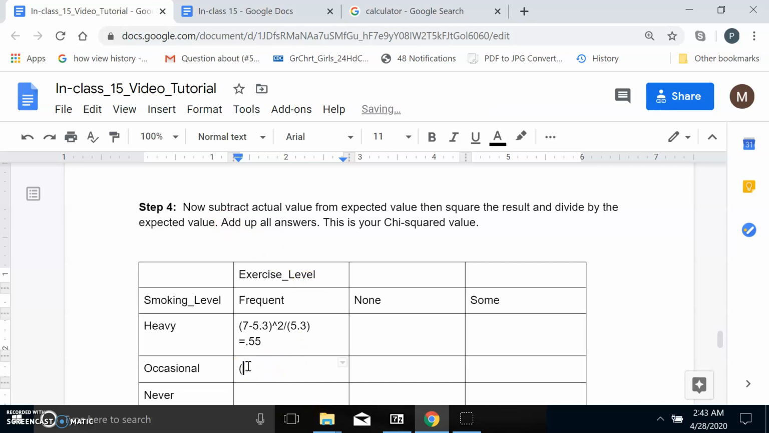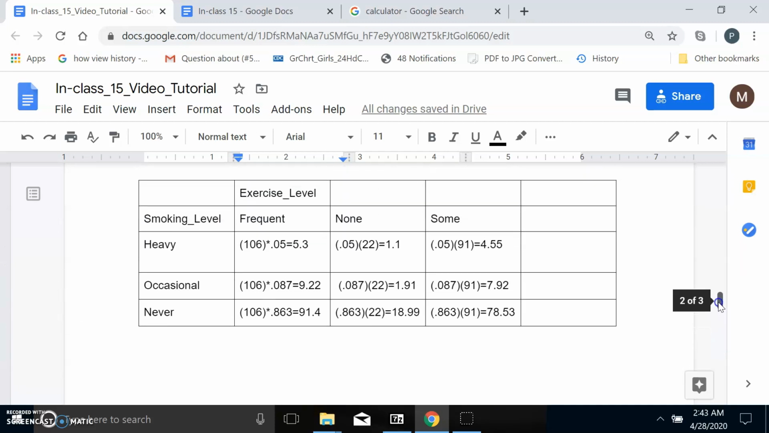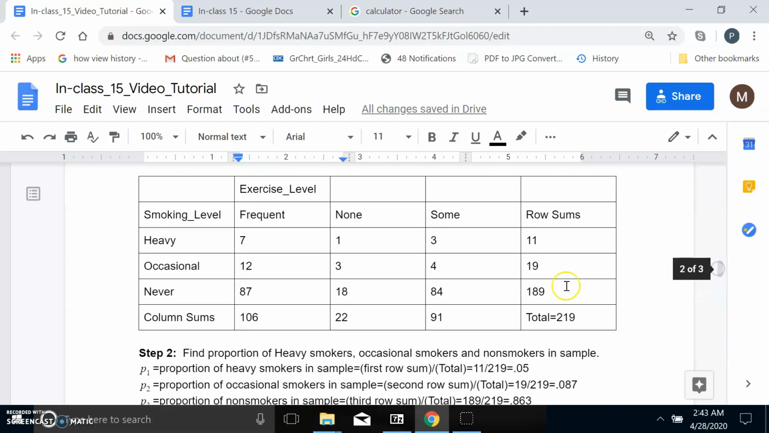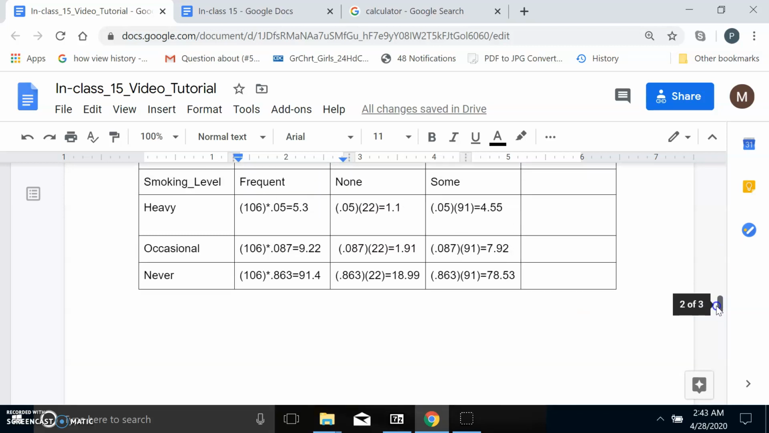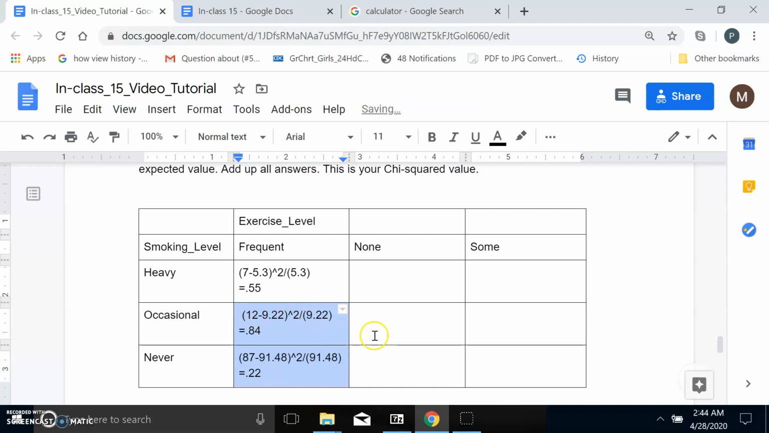Okay, maybe doing one more here. They're done in a similar way to all the rest of them. So for occasional, 9.22 would be the expected value, and 12 would be the actual value. So it'd be 12 minus 9.2 squared divided by 9.2. Let me just work that out here. You can check it'll be 0.84 for the occasional smoker.